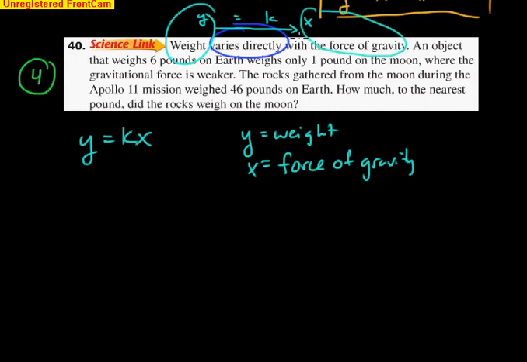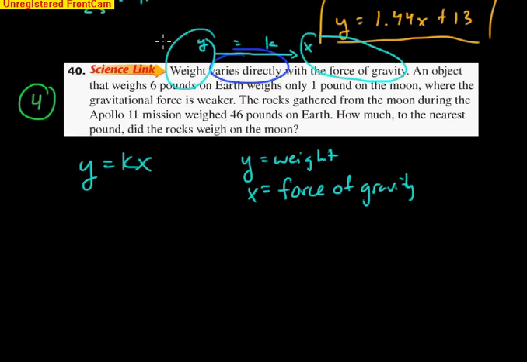And there's your x. Okay, so go left to right. Let me scroll that down so you can see that a little bit better. Okay, go left to right. Y is your weight, k is your force of gravity. An object that weighs 6 pounds on Earth weighs only 1 pound on the moon. The rocks gathered from the moon on the mission weighed 46 pounds on Earth. How much to the nearest pound did the rocks weigh on the moon?